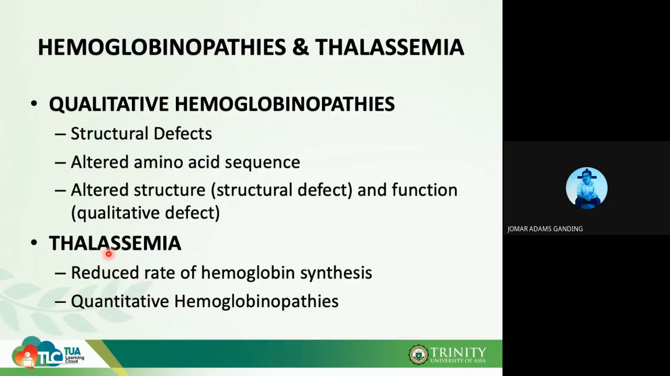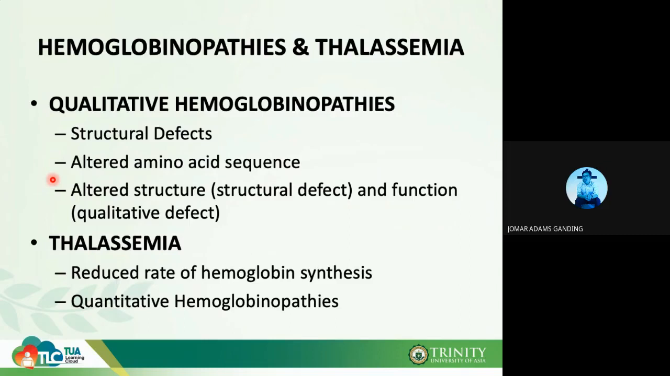So, thalassemia, okay? Normal yung structure, normal yung function. It's just that depleted yung production, o mababa yung production ng ganitong type ng hemoglobinopathies. Okay? The two types of hemoglobinopathies. I hope those two are clear, ha. So qualitative and quantitative. Pag ang problema is sa quality ng hemoglobin, we call it your structural defect or qualitative hemoglobinopathies. But if it is quantitative, the quantity of hemoglobin is the one depleted, we call it thalassemia.